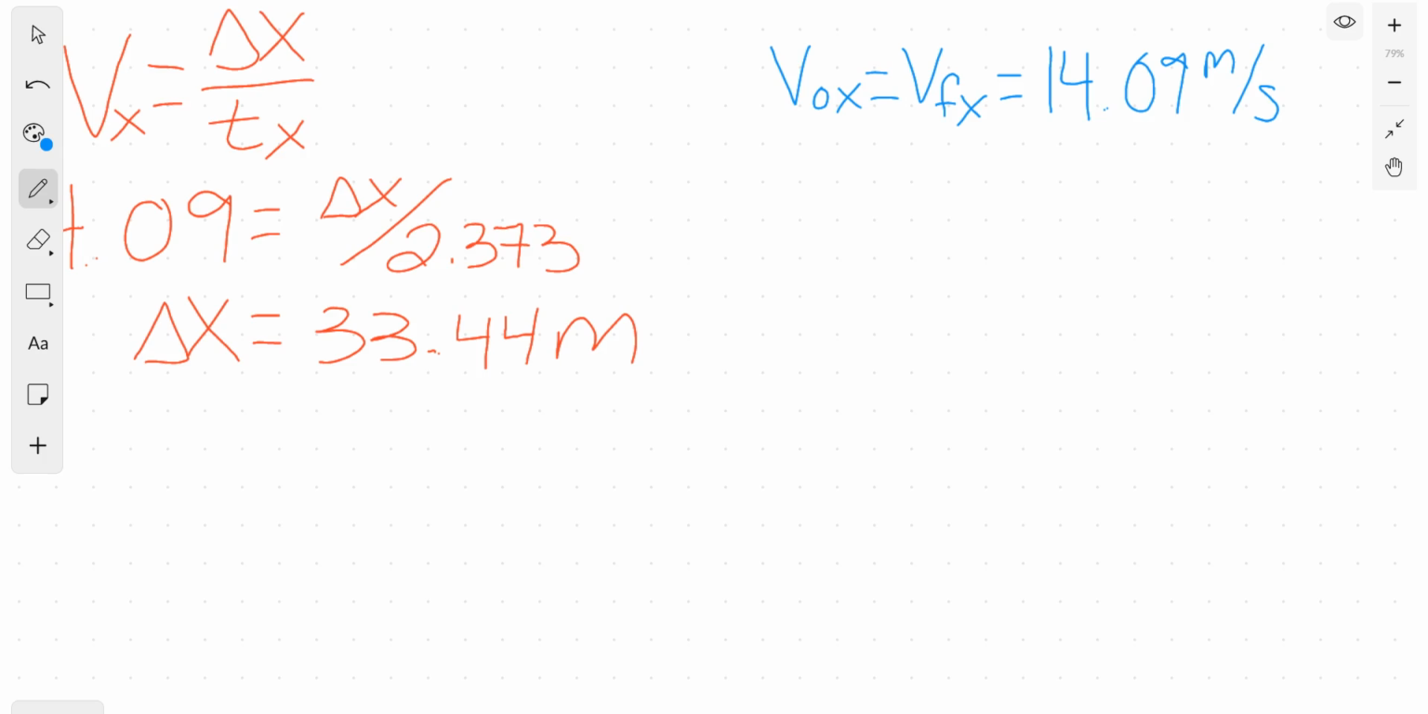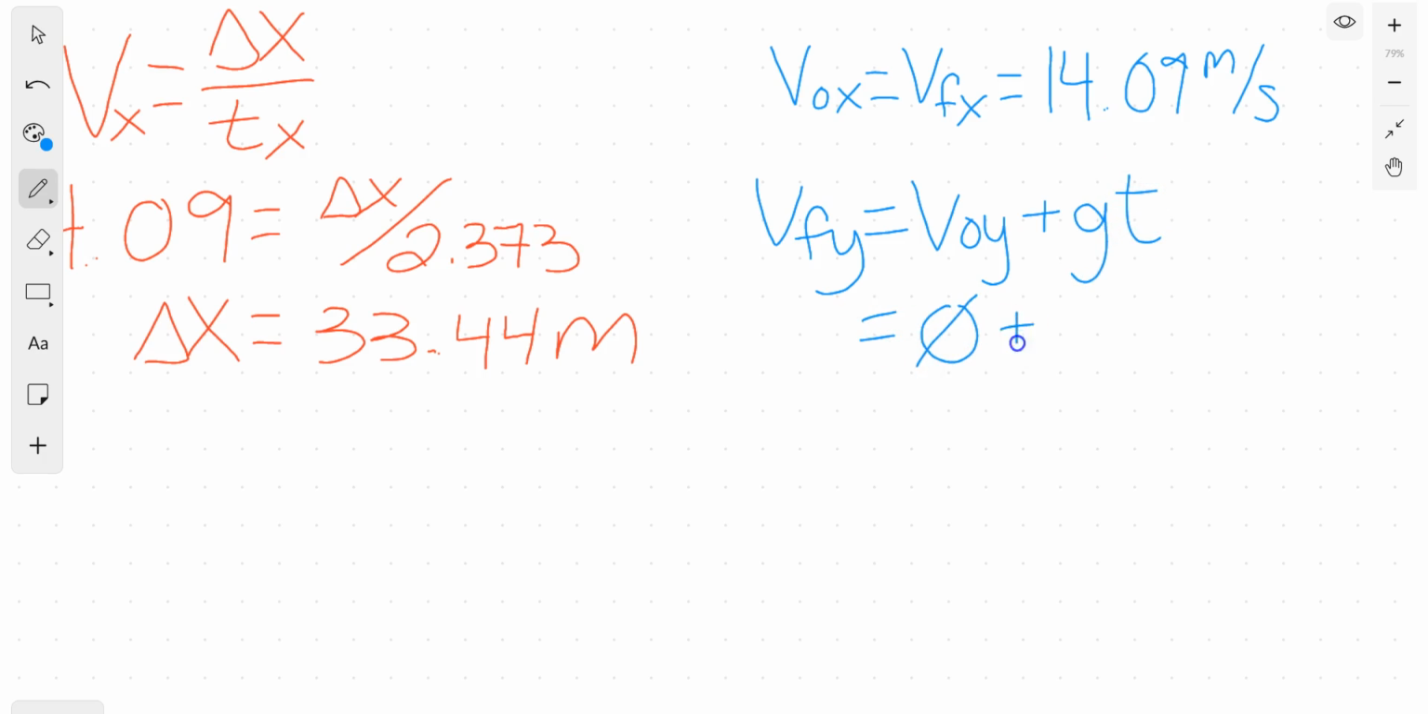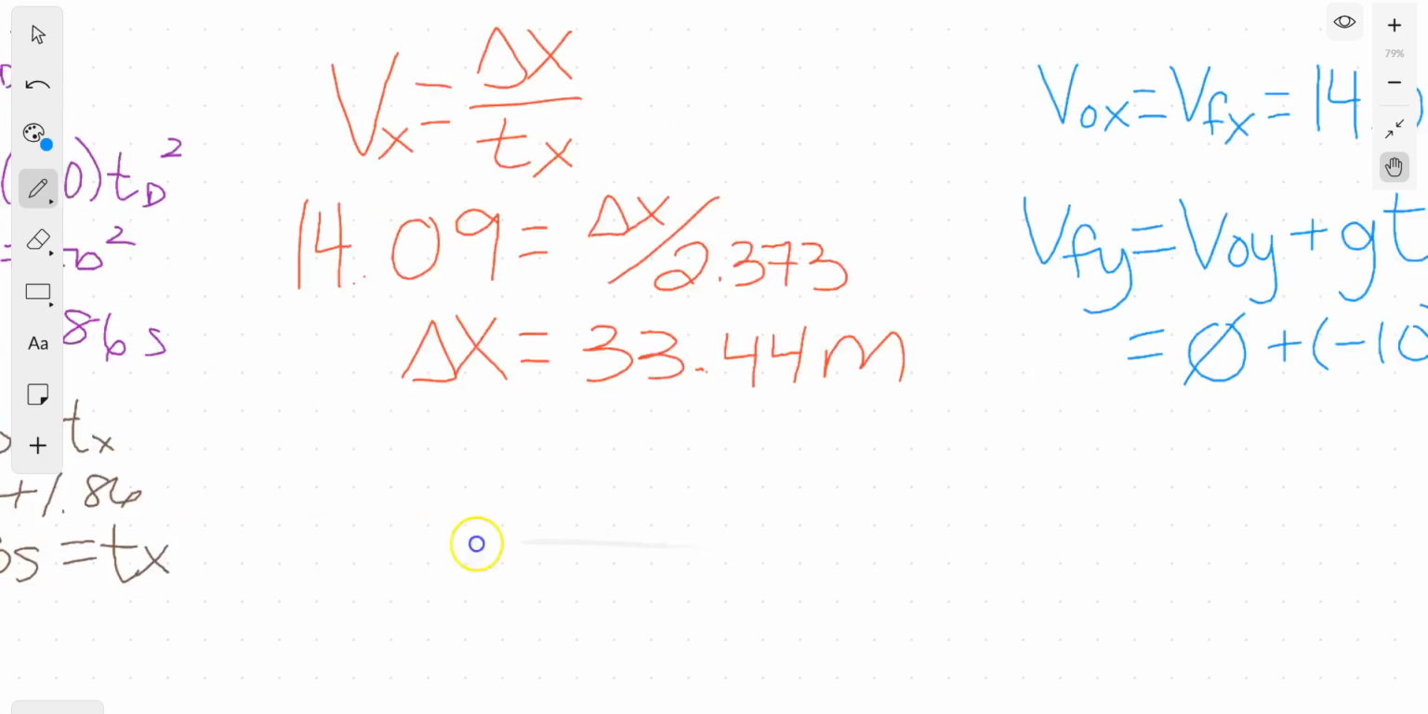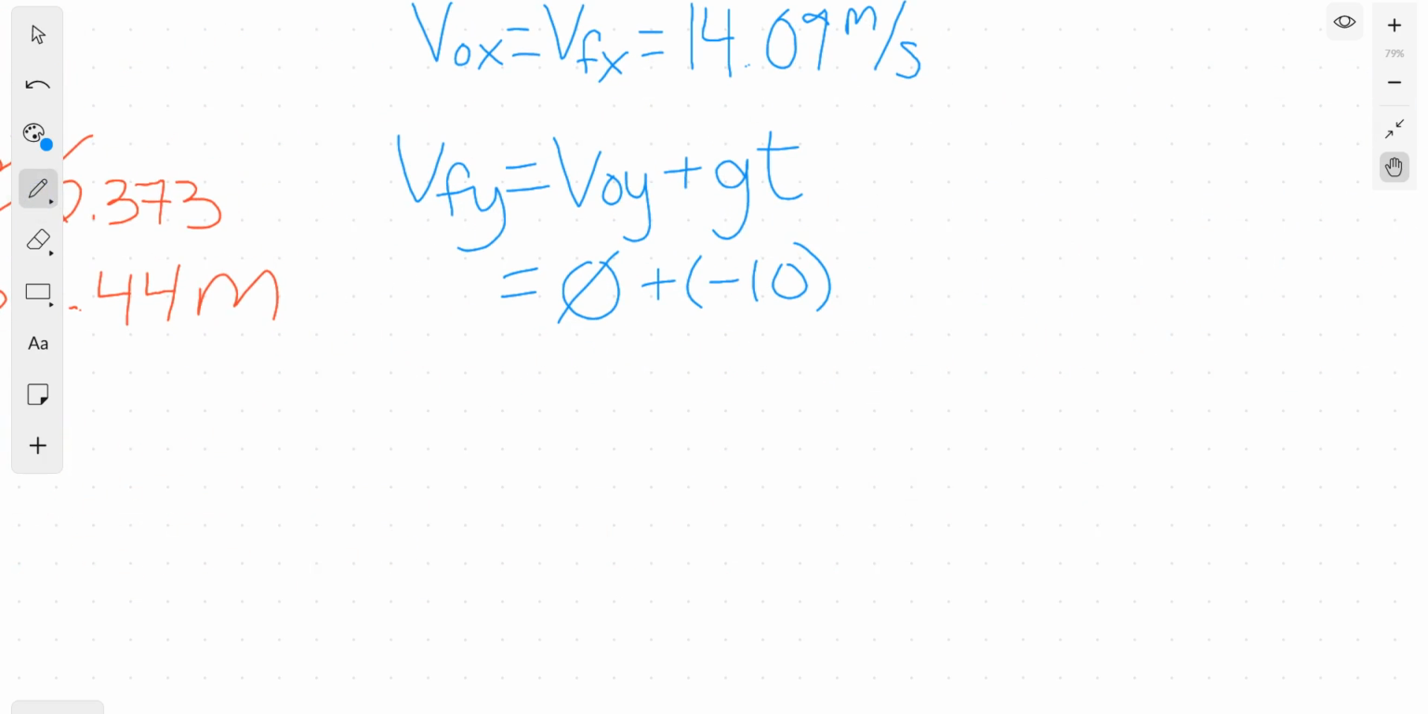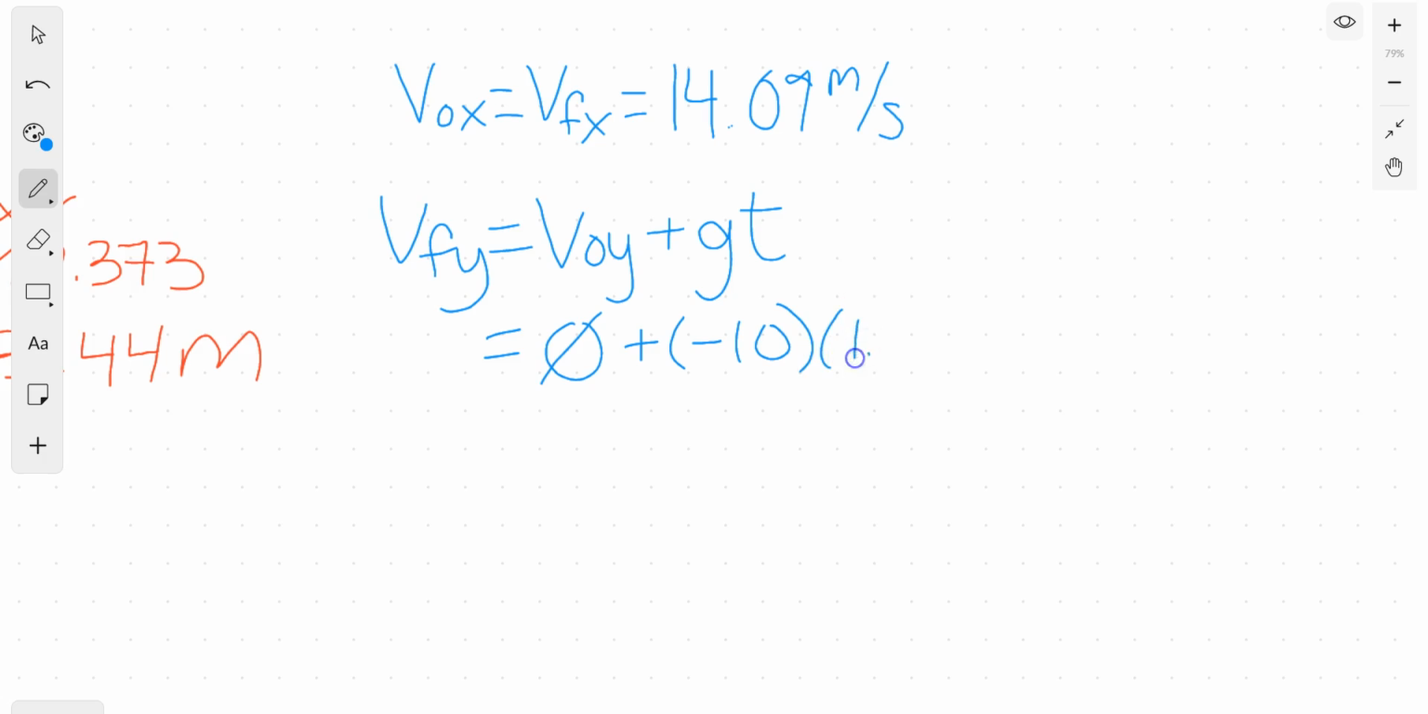And we find V final y because it starts at 0 at the peak, falls down for the amount of time that it was falling, and then we end up with a final velocity in the y direction. So we do V final y is equal to V initial y plus gravity times time. So V final y is going to be 0 plus gravity, which is negative 10, multiplied by our time down, which was 1.86 seconds. So that gives us a final velocity of 18.6 meters per second down, which is negative.